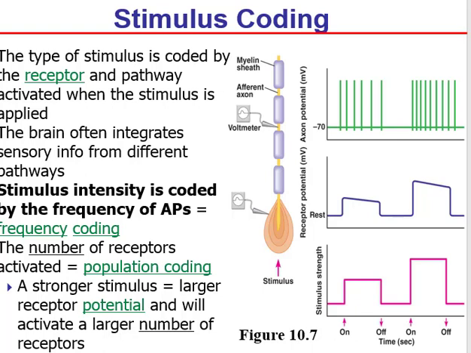In either case, a stronger stimulus leads to a larger receptor potential and will activate a larger number of receptors, and stronger stimuli, as we tested in lab number 3, will become more likely to fire the neuron to threshold and increase the rate of firing. Notice the graph at the top here in green. Those are action potentials coming along more frequently in time along the x-axis.